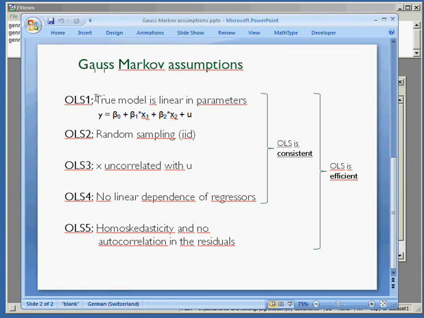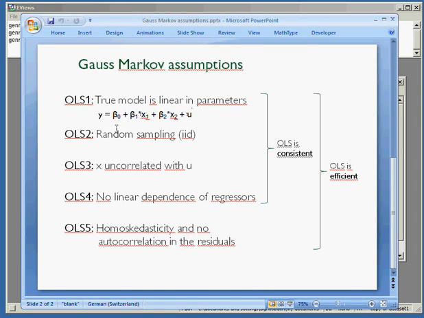First assumption, the true model is linear in parameters, which is the case in our model. These variables are usually called the explanatory or independent variables, and the variable which we want to explain by the independent variables is called the dependent variable. And usually we also have an error term.